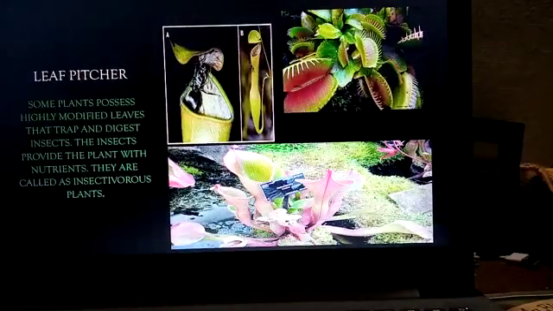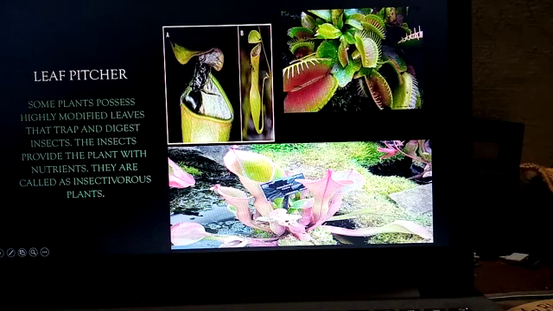Coming to the second one, that is leaf pitcher. There are some plants which possess highly modified leaf. The leaf is nothing looking like that. They are modified highly, that trap and digest the insects. See here you can see the insect. The leaf is in such a way that they attract the insect, and when the insect goes near to it, it traps it, it closes. So when it closes, it goes inside, and as it has some spines inside, through that it gets trapped and it cannot come out of it.